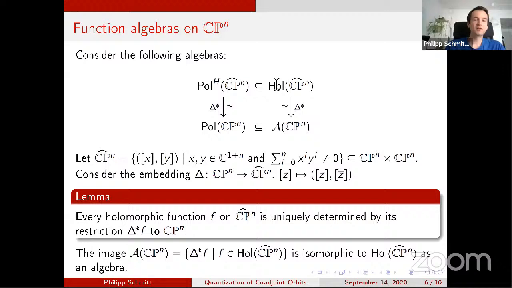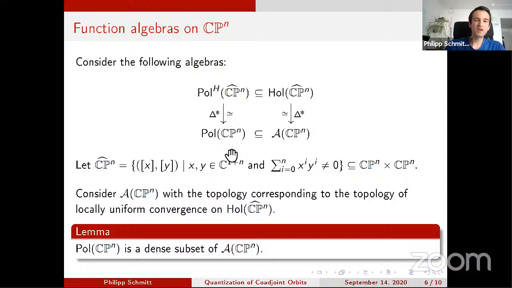Okay, and now the last thing that I need to tell you is that the polynomials on CPN are first of all really a subset of these analytic functions. And secondly, if you take the holomorphic functions on this extended CPN, then there is a topology, which is just the topology of local uniform convergence. And the holomorphic functions are complete with respect to that topology. So we can consider the corresponding topology on these analytic functions by using this isomorphism. And then the polynomials will be dense.